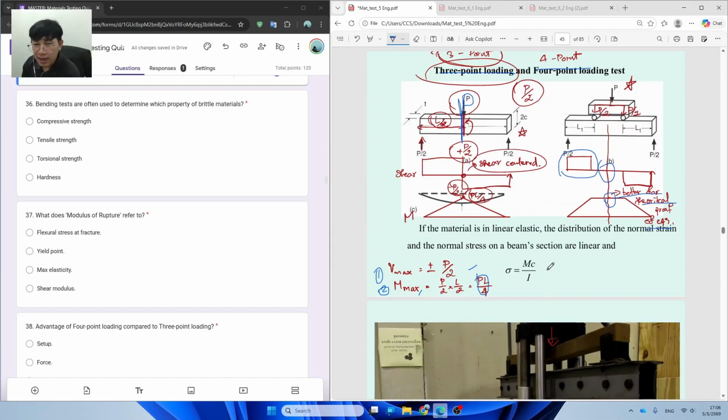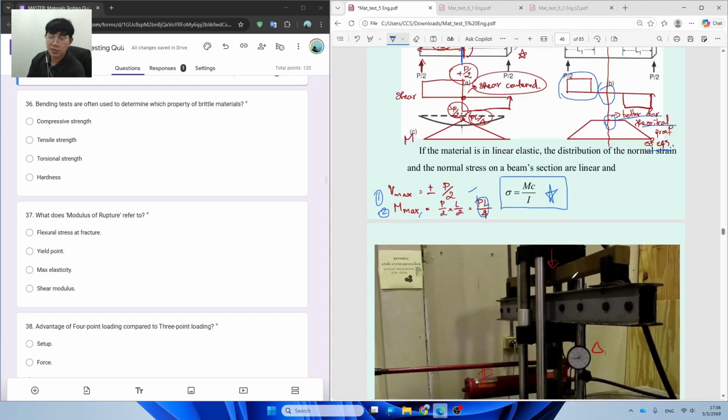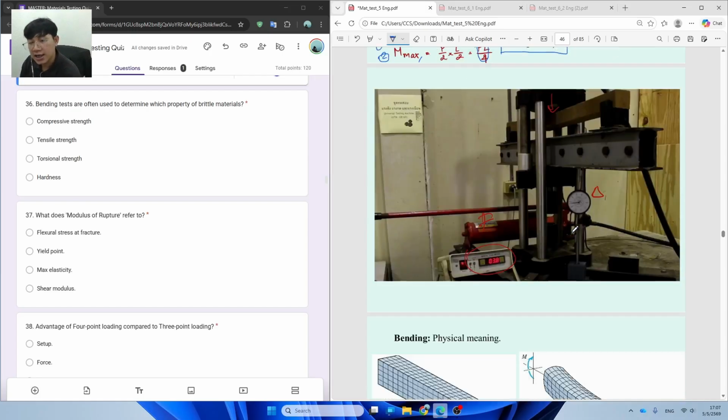Okay. And the critical point, or the main equation that we're going to use for bending, is from here: sigma equals MC over I. So this is the main equation that we're going to use and derive for the testing in the labs.